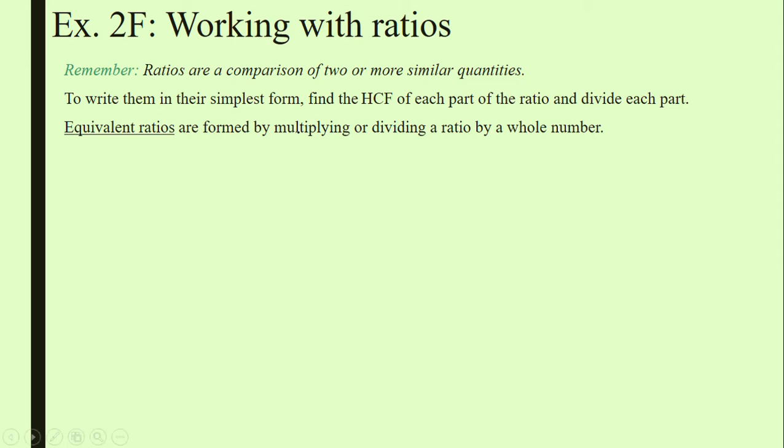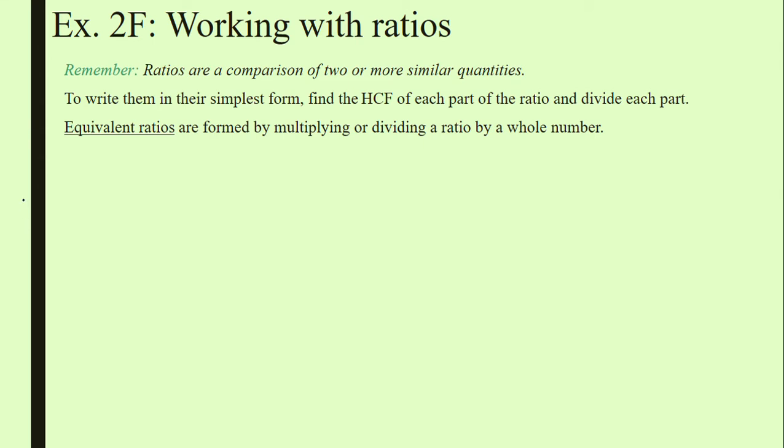Today we begin looking at working with ratios, exercise 2F. So remember from our previous lesson that ratios are a comparison of two or more similar quantities. Because of that, they do not have units in them, because they are expressed as the same quantity. So we compare meters to meters, not meters to kilometers, for example.